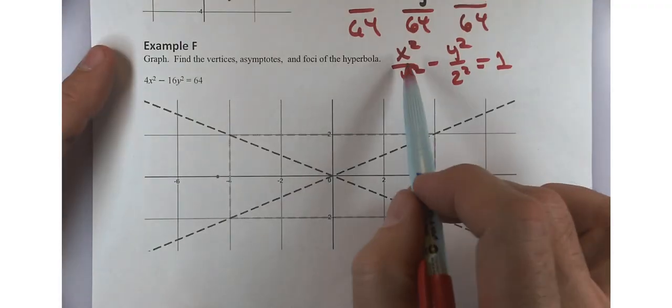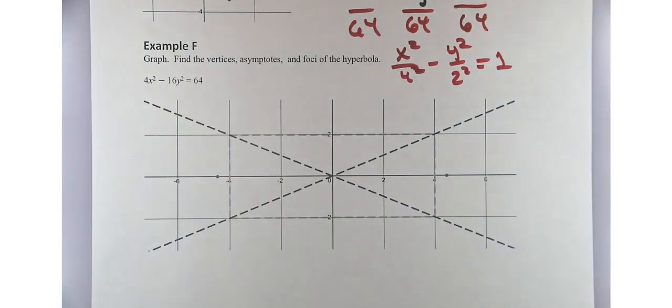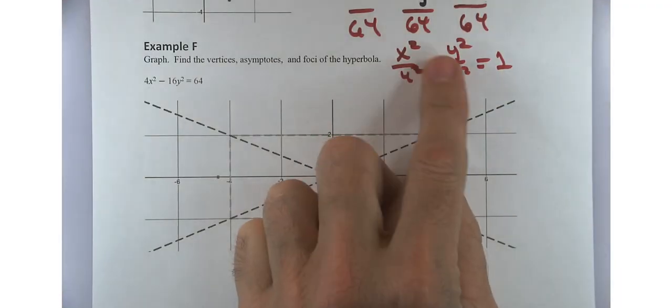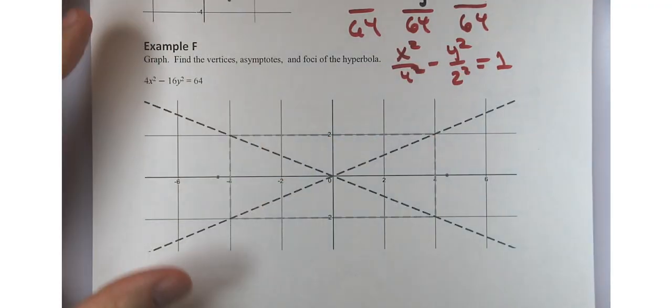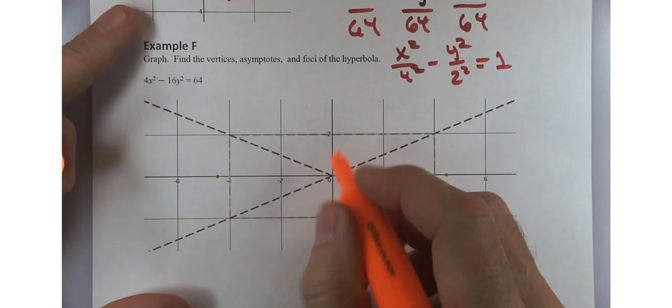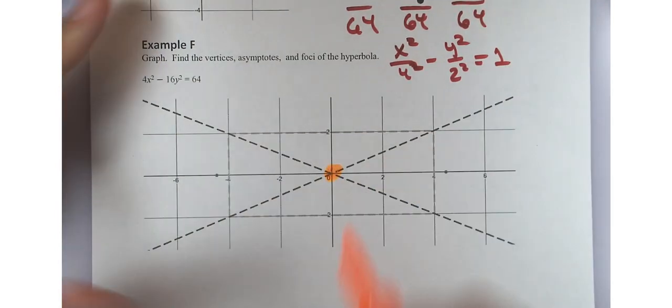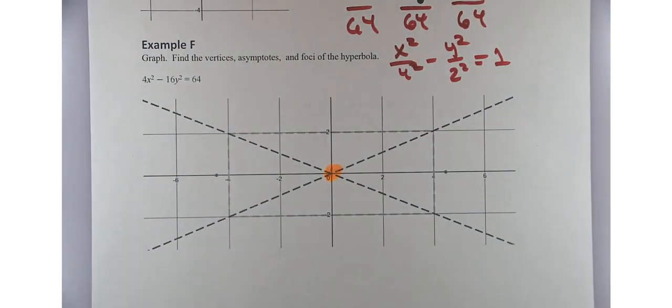Because both squared terms don't have any like x minus something or x plus something, what makes the squared terms equal to 0 is x equals 0 and y equals 0. So 0, 0 is the center of this.